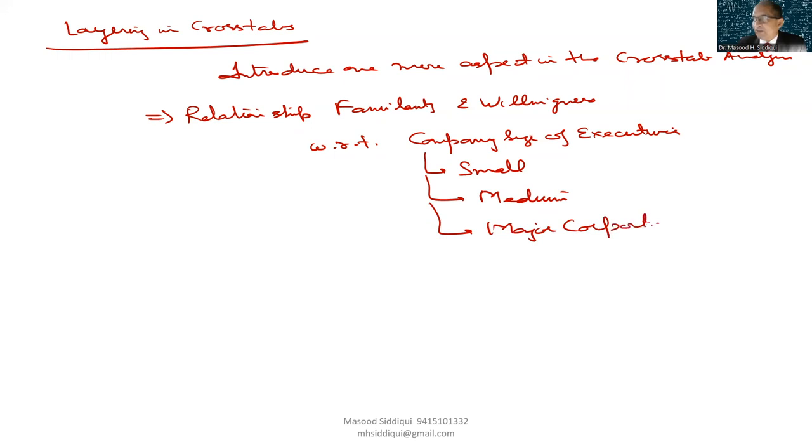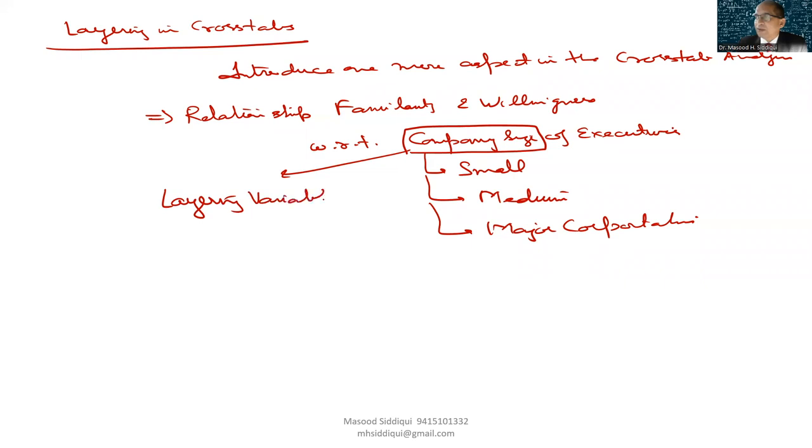Means we will be repeating this cross-tab analysis separately for small, medium, and major, just to check whether the aspect that we have discussed overall is applicable in the same manner to the three categories or there is some difference, right? So this concept is known as layering. And this variable, that is the company size, is known as the layering variable or the layering attribute that I will be introducing here.